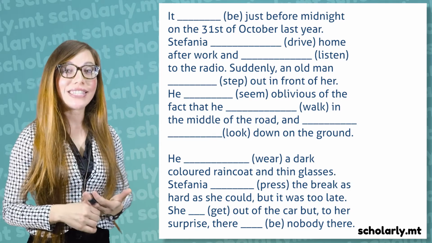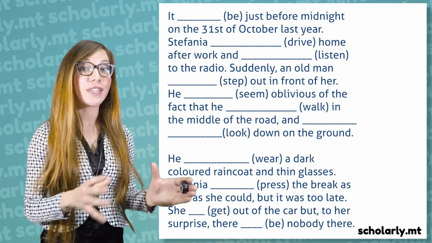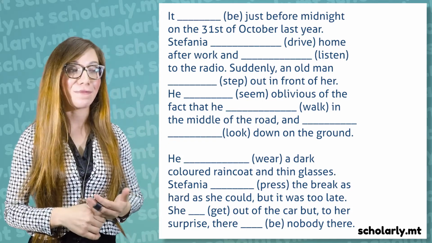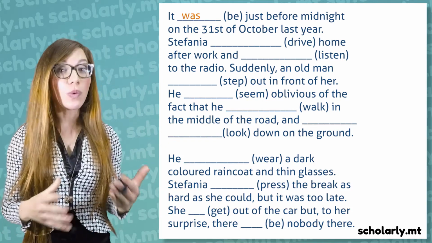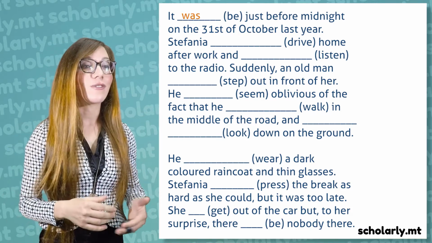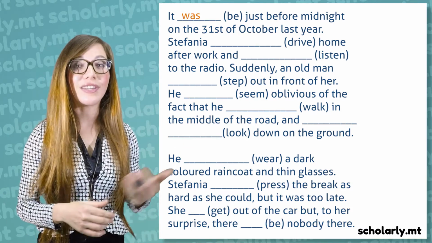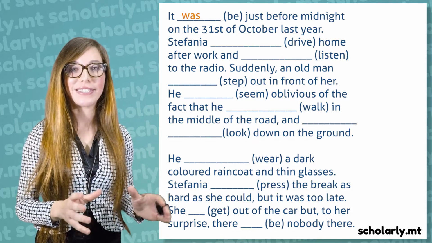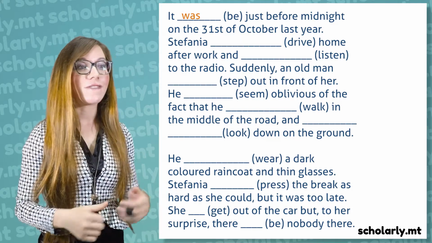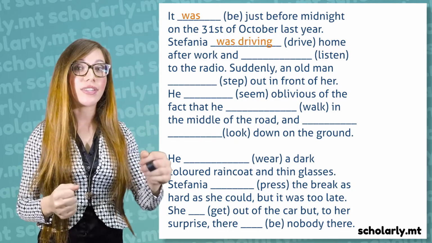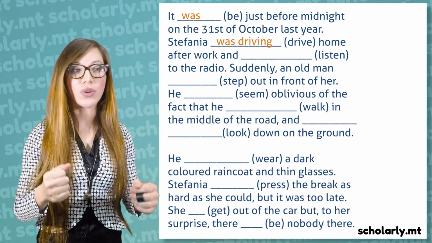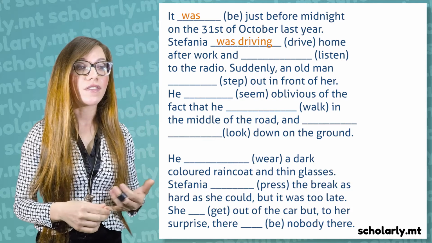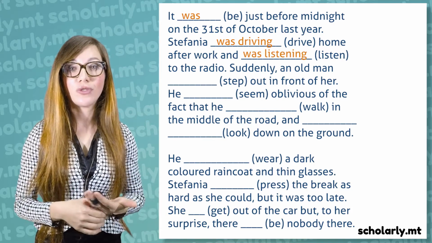Okay, so I'm going to read out the answers for the first part of the story with you. It was just before midnight on the 31st of October last year. So that's a finished action. It's a definite point in time in the past. Stefania was driving. This is an action that was in progress in the past after work and was listening to the radio.